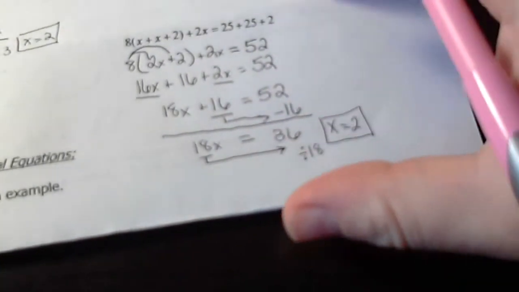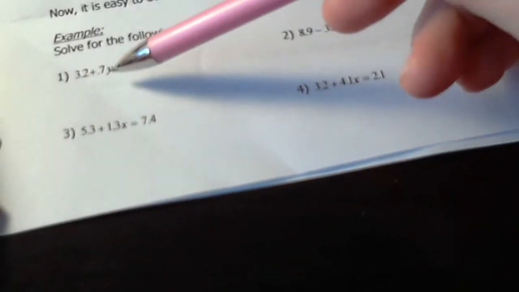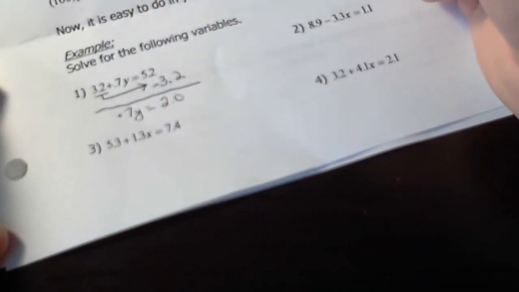Okay. Now, the next part of this lesson, I'm not going to spend any time on because you should be able to pick this up pretty easily. It's the same idea that we've been doing up above, just with decimals. So the first thing we're going to do is bring the 3.2 over here with the 5.2. This was a positive 3.2. When you cross the equal sign, now it's a negative 3.2. So 0.7y equals 5.2 minus 3.2, which is 2.